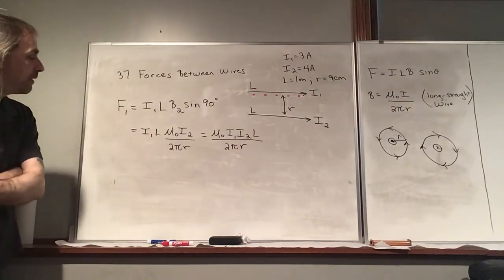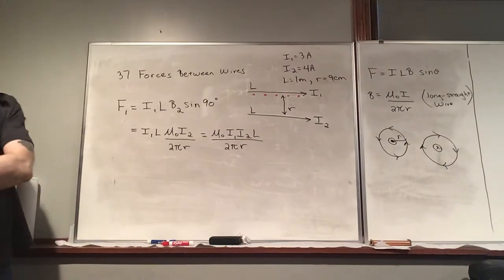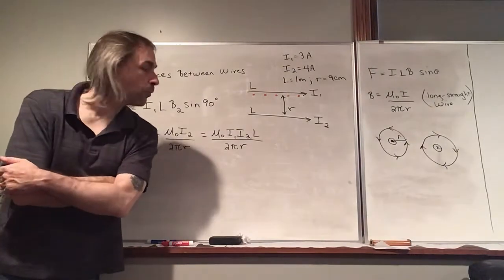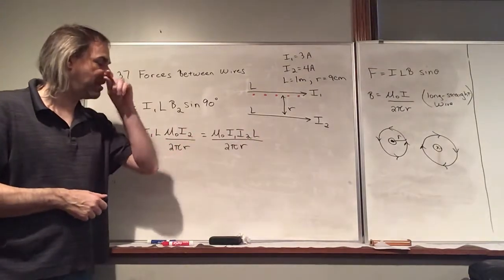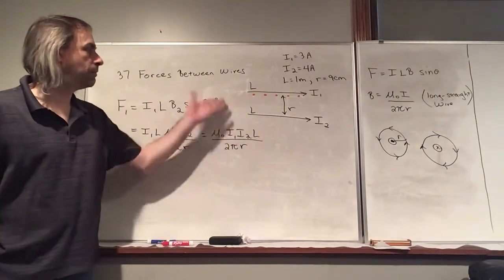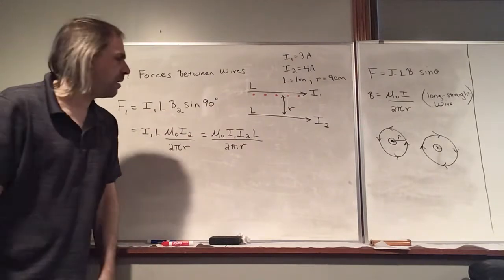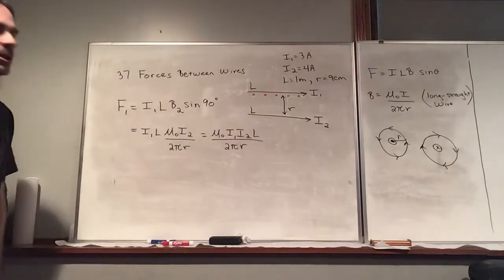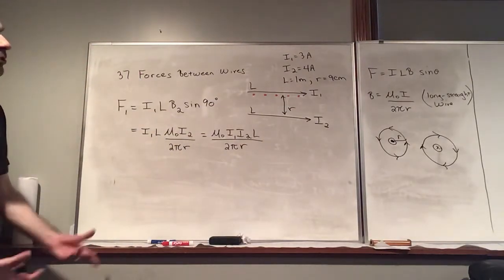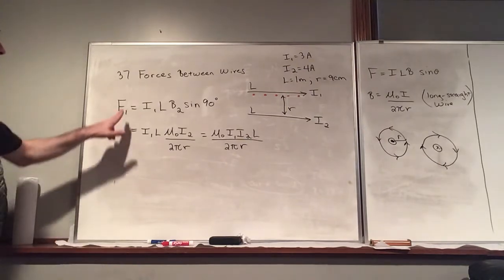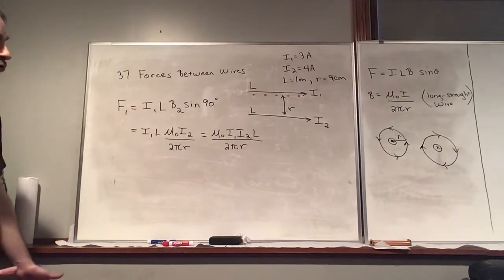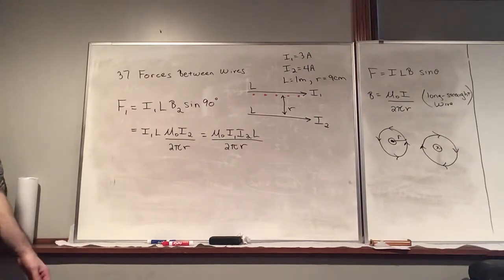I think we've got everything here. Now this is the magnitude of the force on wire 1, but look at how these currents show up. It doesn't matter if you switch the wires. They show up the exact same way. Again, this is just Newton's third law. The force on wire 2 is going to be the exact same magnitude. So we can just call that F in general, the force between these two wires.